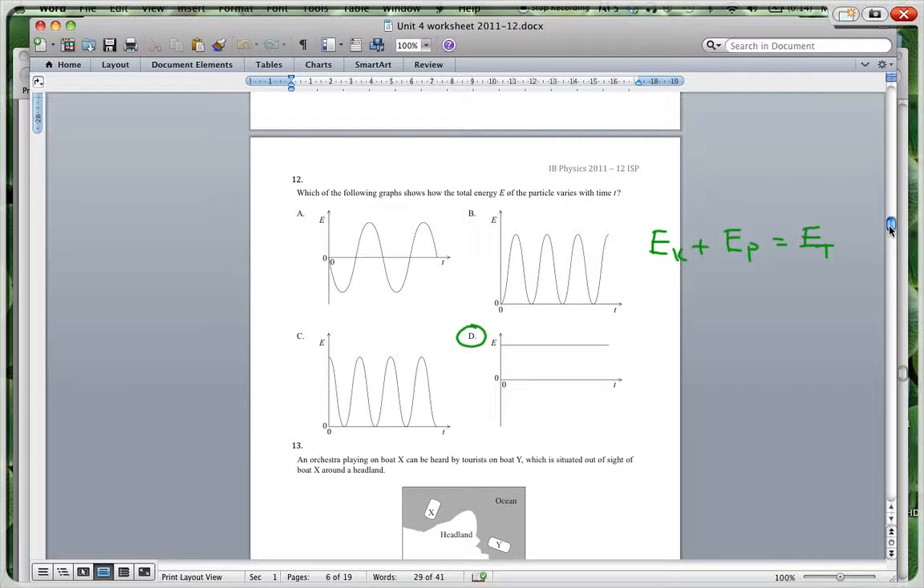These may well be for the potential energy. This one could be for the potential energy. These two could be for the potential or the kinetic energy. But when they add up together, they would give you your D. So this is the correct answer, D.